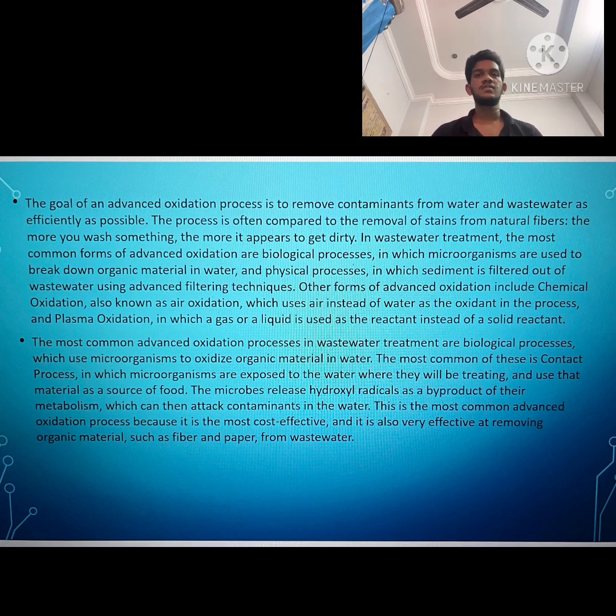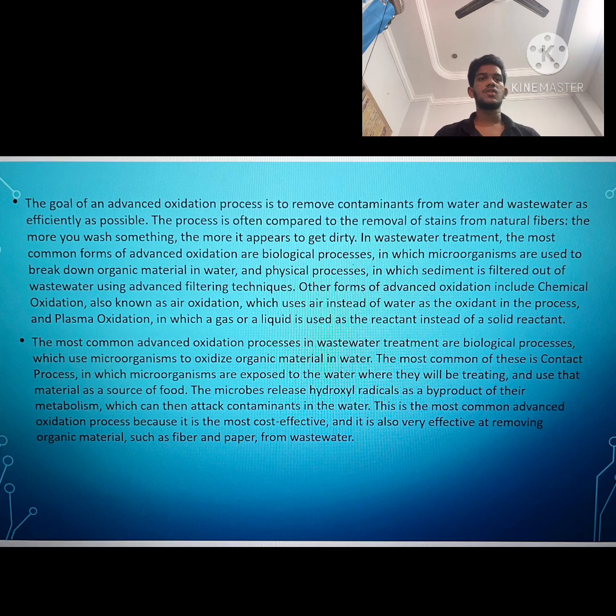Other forms of advanced filtering include water washing and advanced filtering techniques. Other forms of advanced oxidation include chemical oxidation, also known as air oxidation, which uses air instead of water as the oxidant in the process, and plasma oxidation, in which a gas or a liquid is used as a reactant instead of a solid reactant.